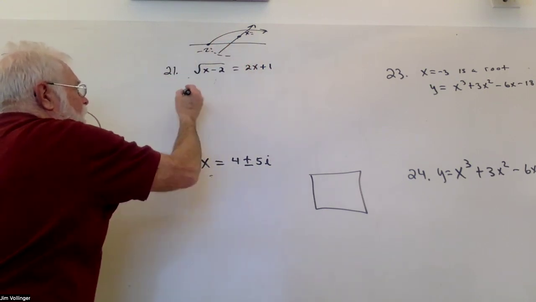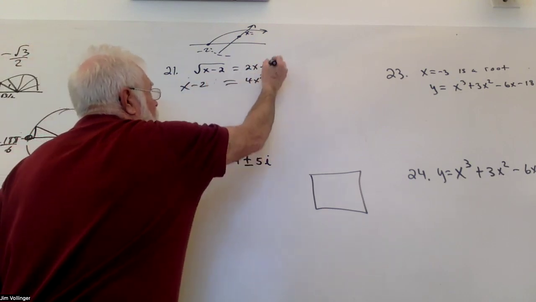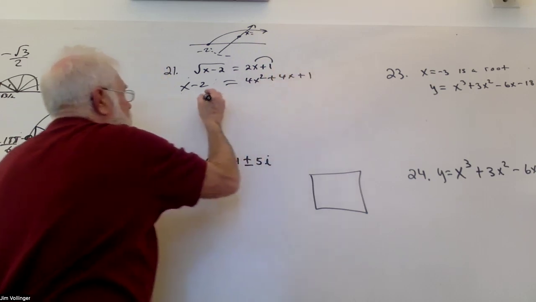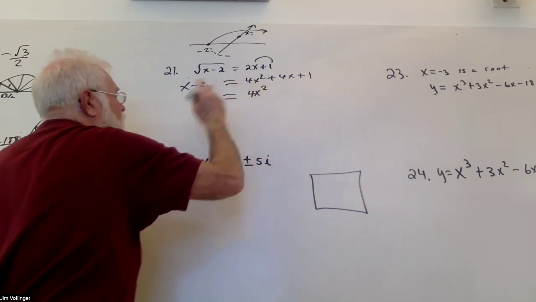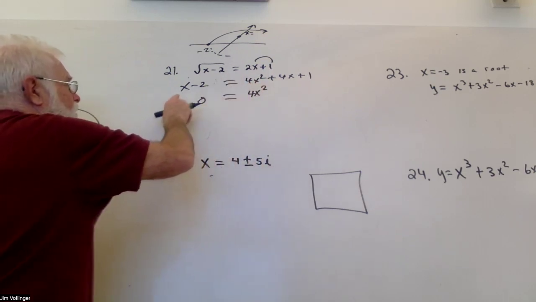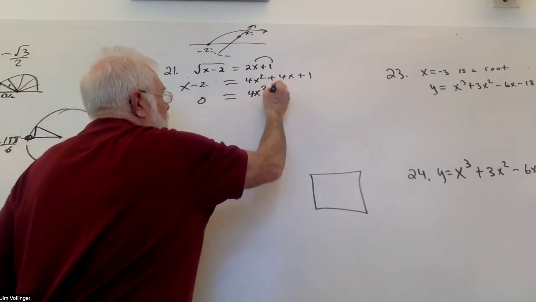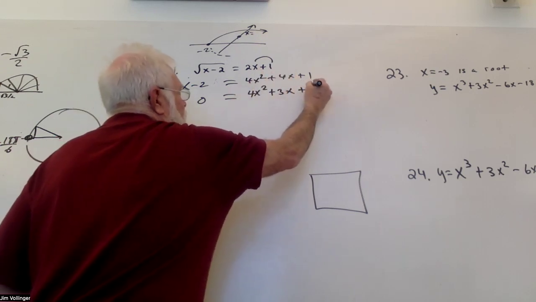So let's square both sides. X minus 2. I hope you got better at this. 4x squared, double the product, 4x plus 1. Okay, set it to 0. 4x squared, we're going to do a lot of quadratic solving. We need a lot more practice because the Algebra 1 skills need to come up on this. Subtracting gets us 3x, and minus 2 gives us 3 over here.